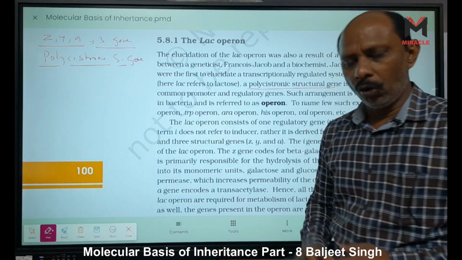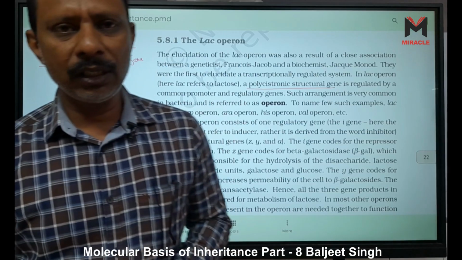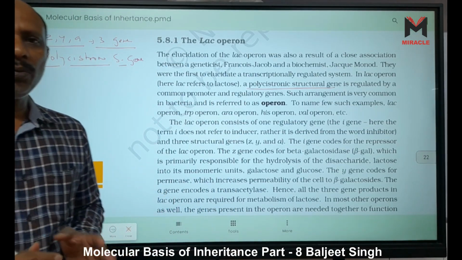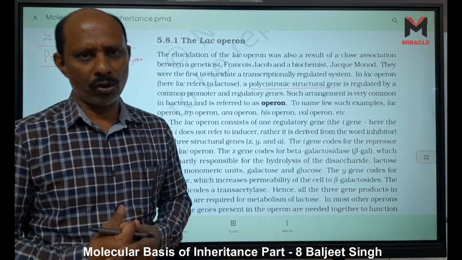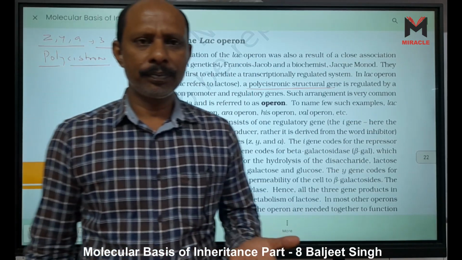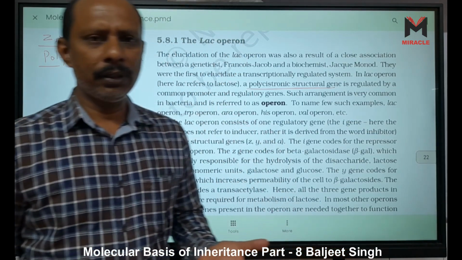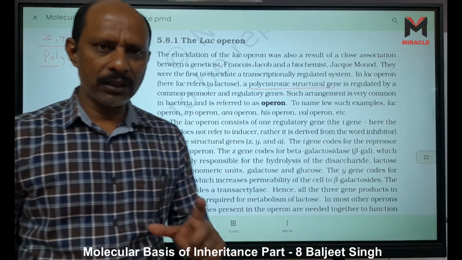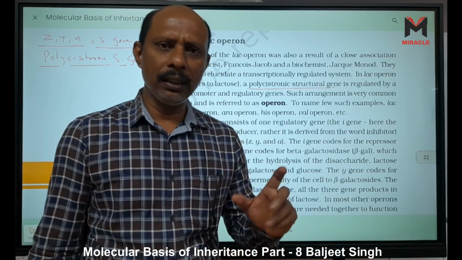Now we understand operon means which genes are present in an operon? First, a structural gene which contains one or more than one cistron. Second means what? A promoter gene, one single promoter gene, a single regulator gene, and a single operator gene.